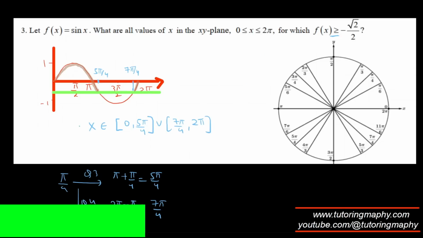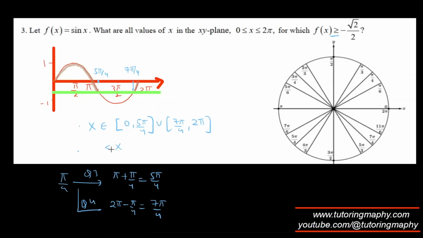If I want to write this in inequality form, I will say 0 is less than or equal to x, and x is less than or equal to 5 pi over 4, and also greater than or equal to 7 pi over 4 and less than or equal to 2 pi.